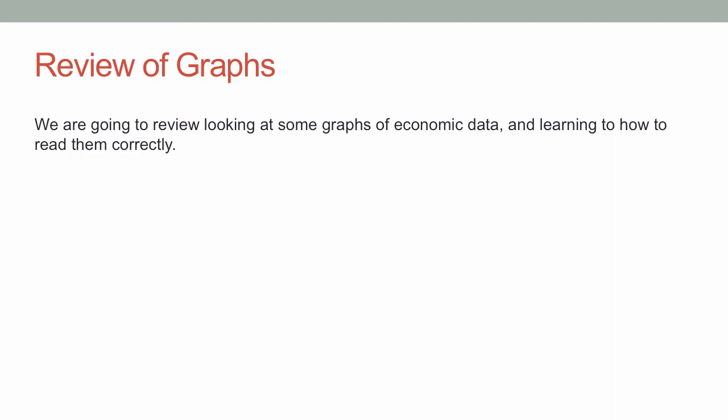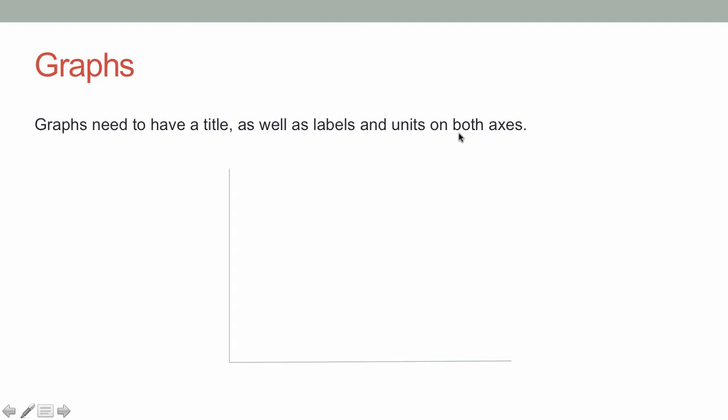All right, let's switch gears now and think about graphs. We're going to review looking at some graphs of economic data and learning how to read them correctly. First of all, a little bit about graphs. A good graph needs to have a title as well as labels and units on both axes. All right, so when we look at a graph, the first thing you're reading is what is this showing me? What is this measuring? What units? Is this clearly showing me what data is happening here?